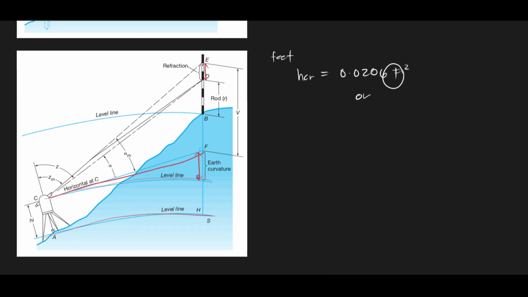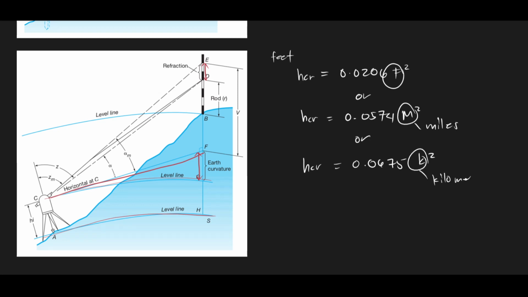Or if your distance is in miles, then HCR is 0.0574 M squared. This is in miles, so no need to divide by 1000 for that. Or you can also use 0.0675 K squared, where K here is in kilometers. Okay, so out of these three, you need to look out for F.